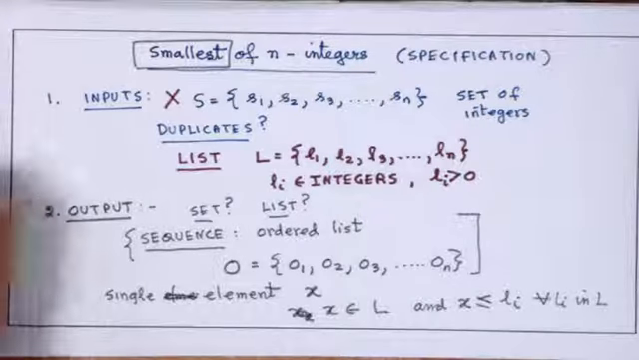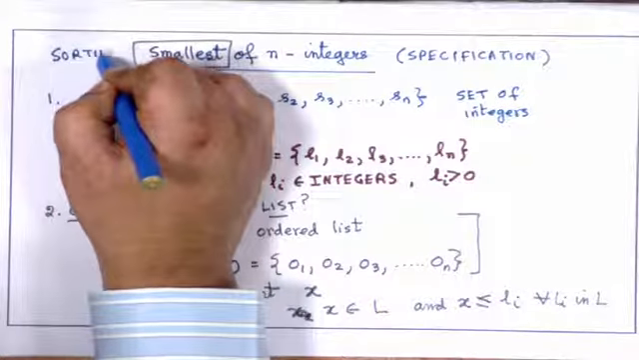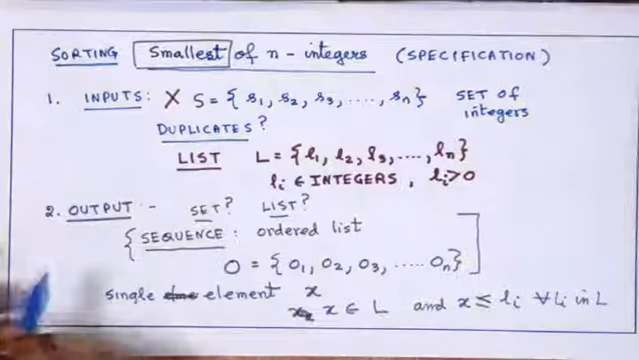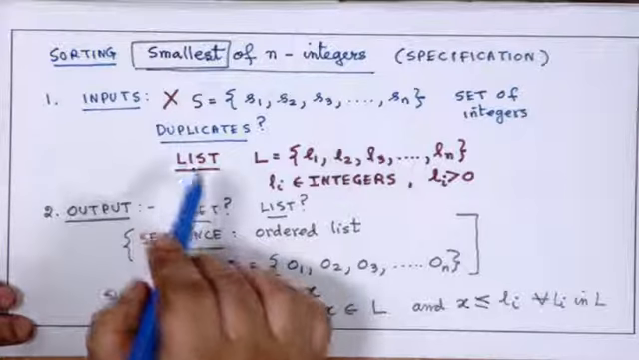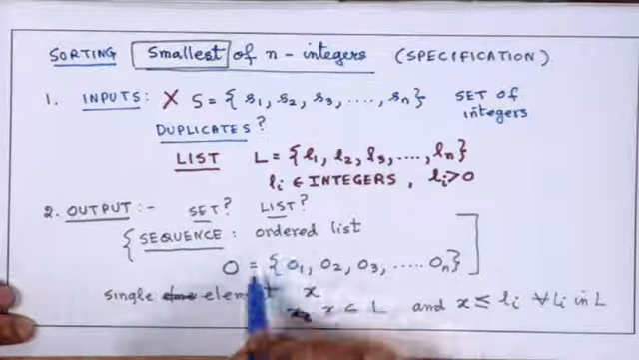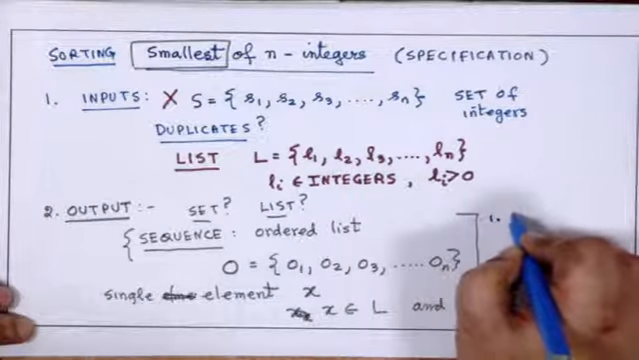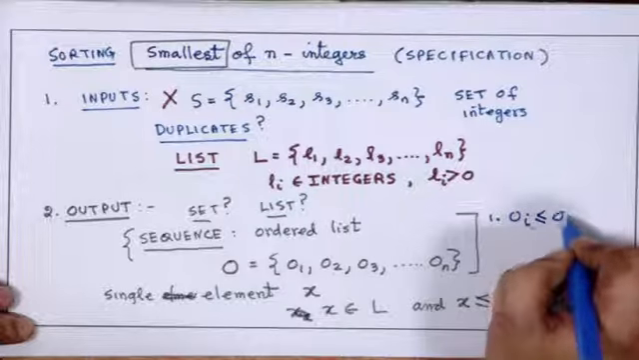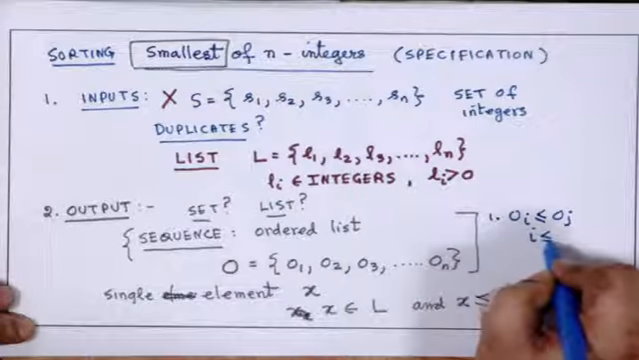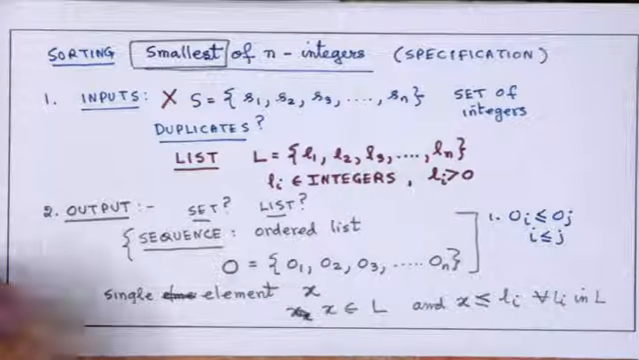Now, let us come to the question of specifying sorting. When we want to specify the problem of sorting, the input again is a list L, and the output is a sequence, an ordered list, and there are 2-3 properties on that ordered list. One, Oi is always less than or equal to Oj if i is less than or equal to j. That is the first property, that we are now sorting it in ascending order.